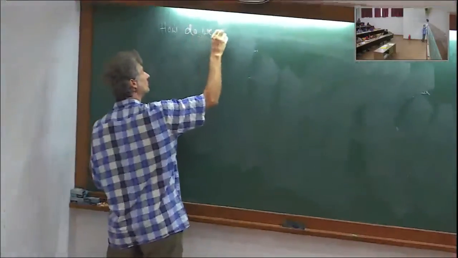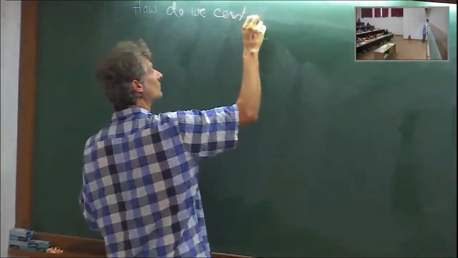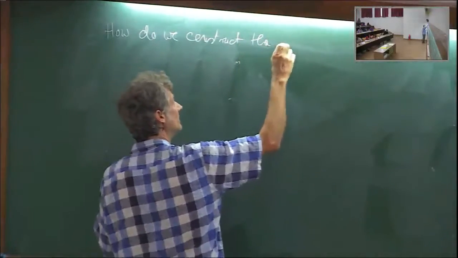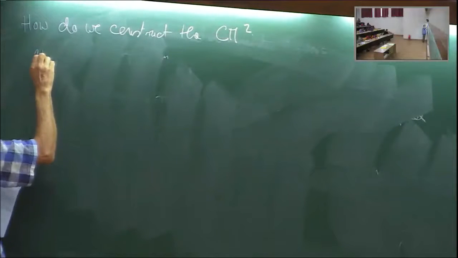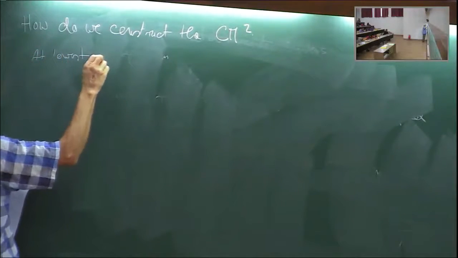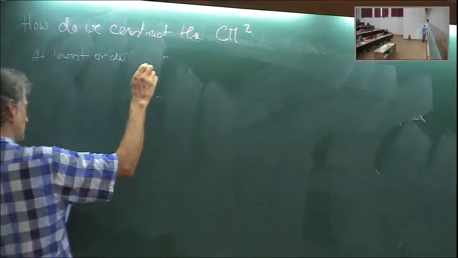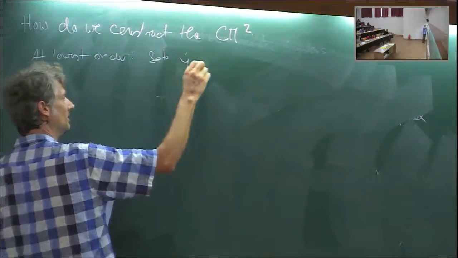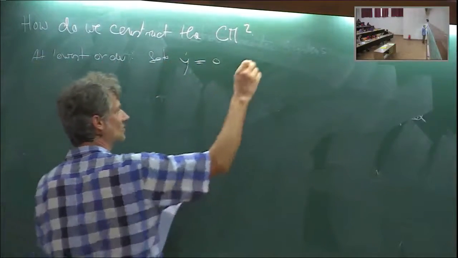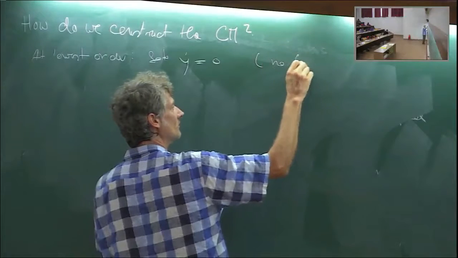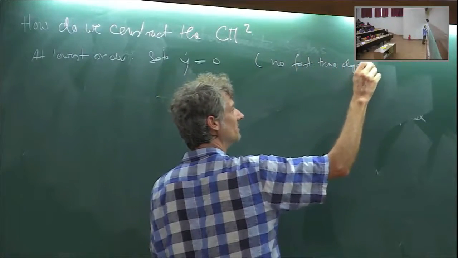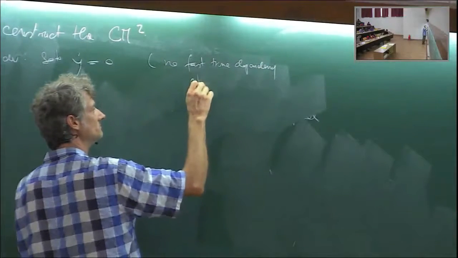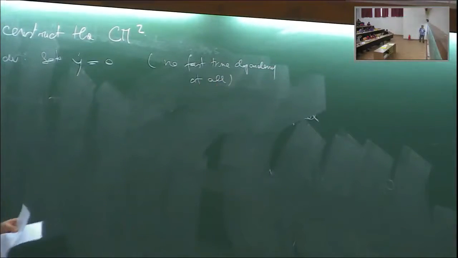So how do we construct the center manifold? Well, we said at lowest order, we just set y dot equal to 0, so there's no fast time dependency at all. Just say that.